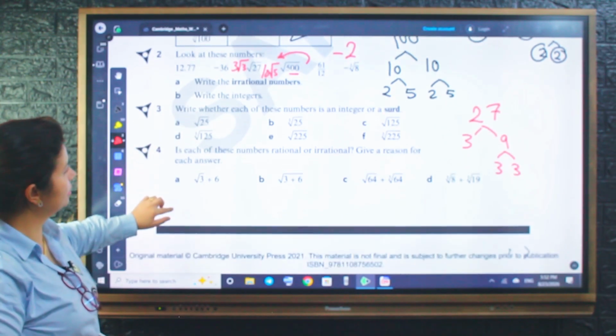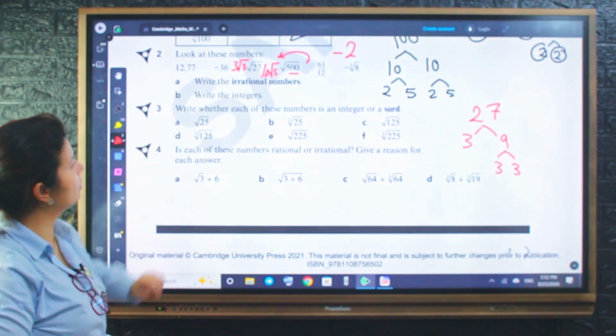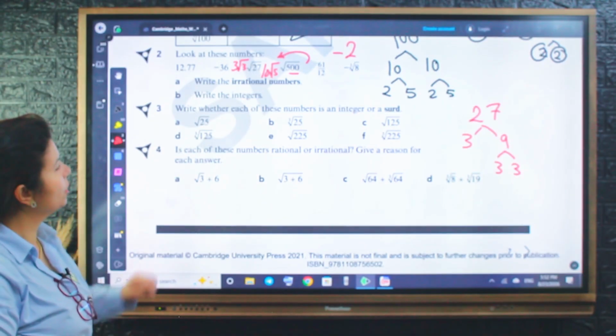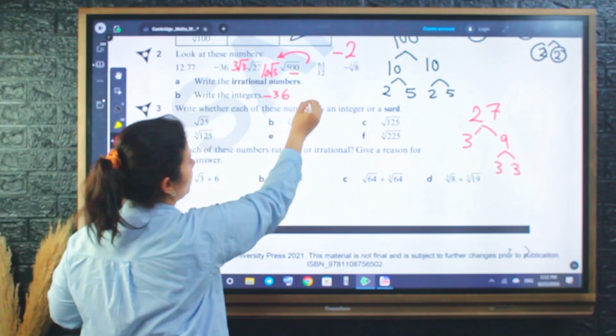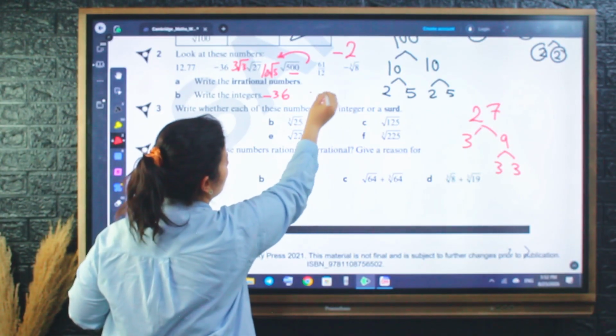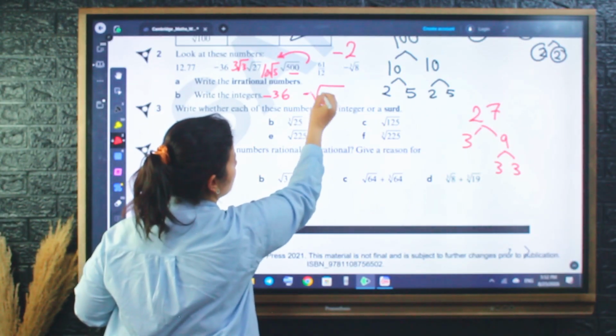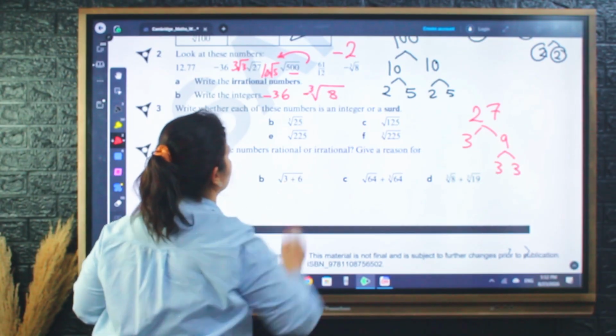Okay, and here, letter B, write the integers. Where are the integers here? Negative 36. Okay, what else? We have negative cubic root of 8.